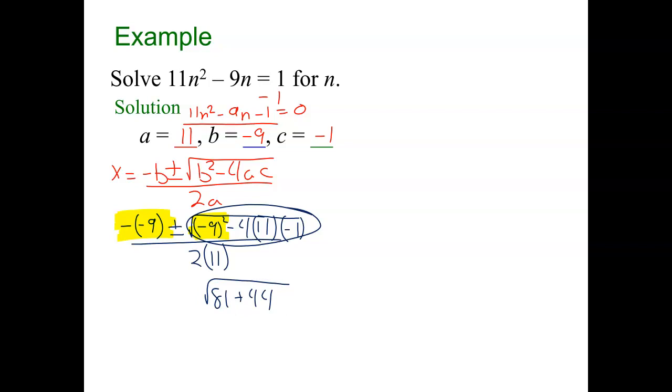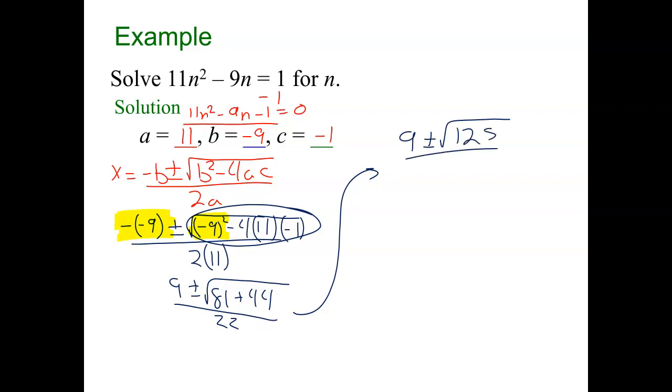Okay? Now on the outside, if I have negative 9, what does that equal? Positive 9. And then 2 times 11, 22. Okay, so we got one step of simplifying it. We were able to simplify a few things at the same time. All right, now we can go ahead and add 81 plus 44. 125. So I end up getting 9 plus or minus the square root of 125 over 22.